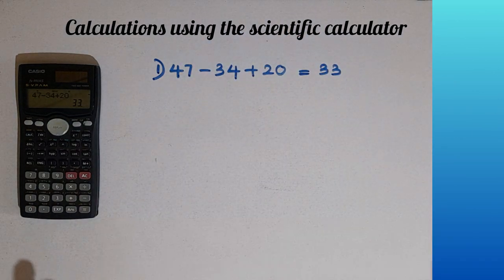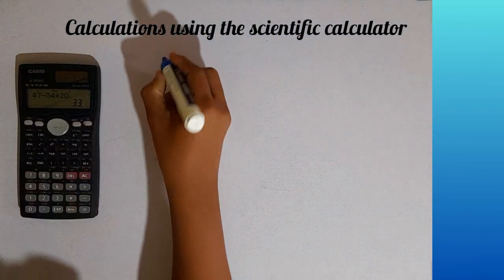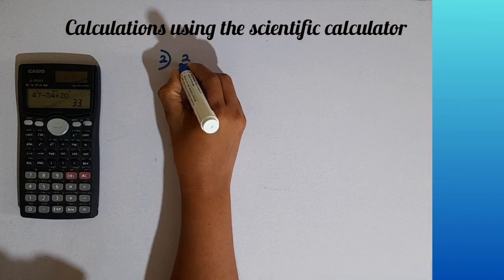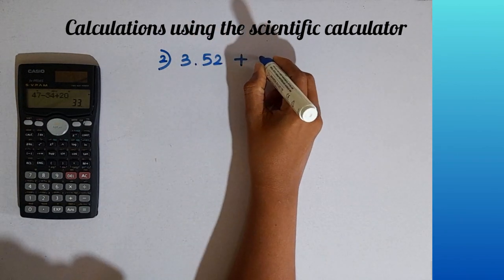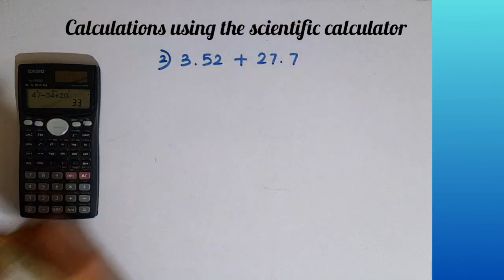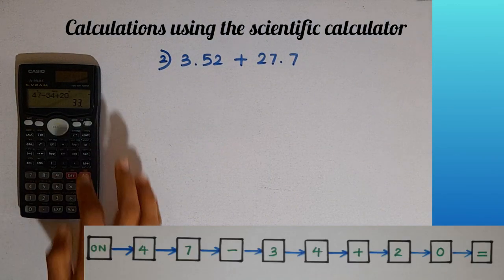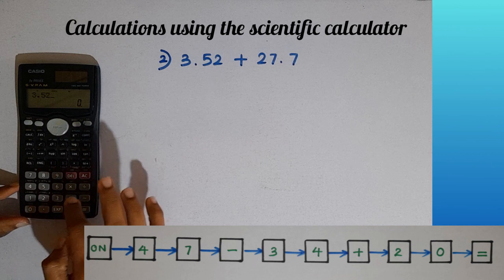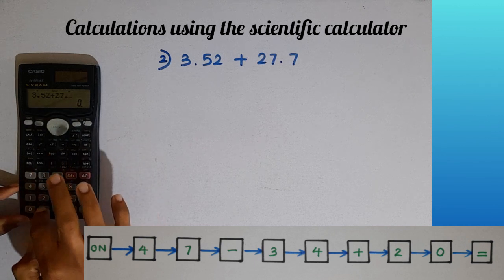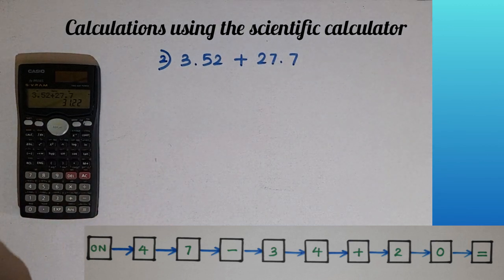Then the second question, we are given 3.52 plus 27.7. This is the flow chart that we have to draw here. First we have to press the on key, then 3.52 plus 27.7, then again the equal sign key. Then the answer is 31.22.